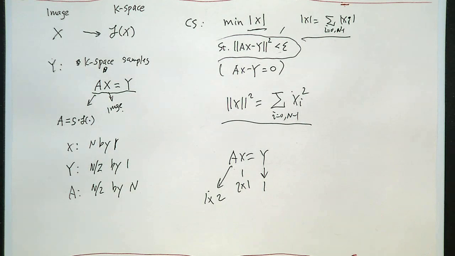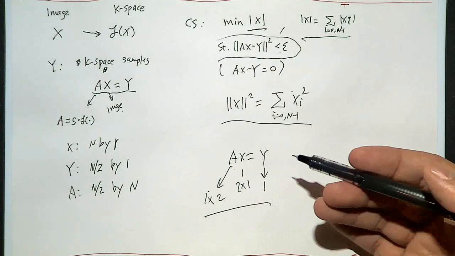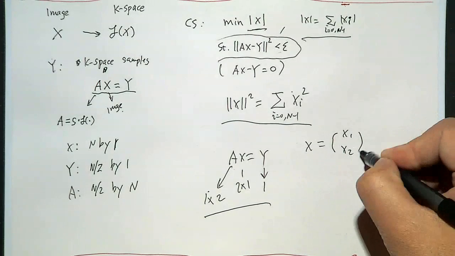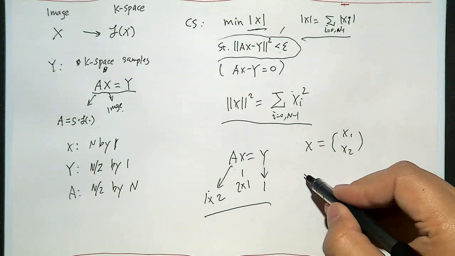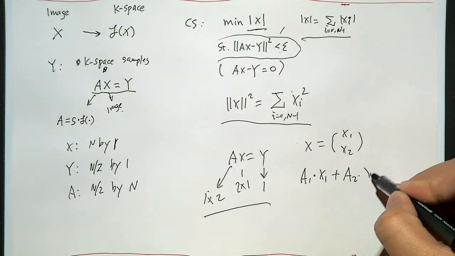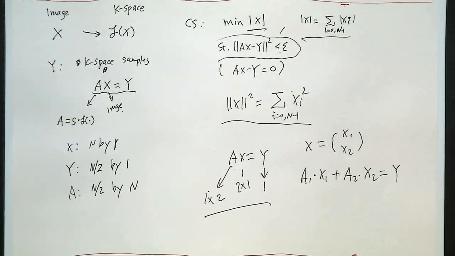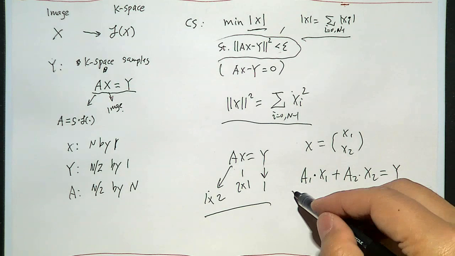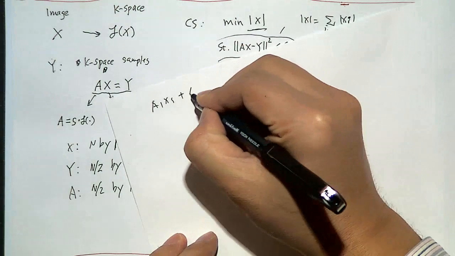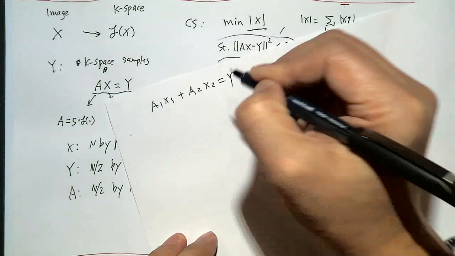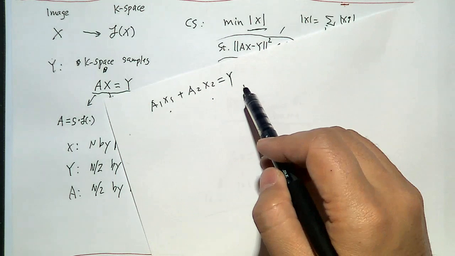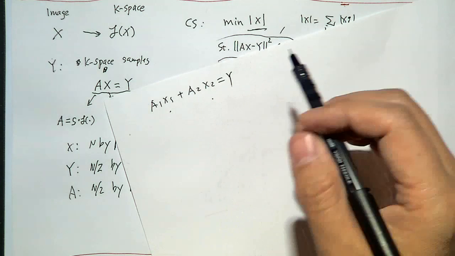So this basically simplifies to a very simple linear equation. Let's say x has elements x1, x2. Then this equation becomes A1 times x1 plus A2 times x2 equal to y. Okay, let me just copy it here because this is important. So basically we're solving for x1 and x2 so that they satisfy this equation, and we already know what A1 and A2 are. So what does it look like?